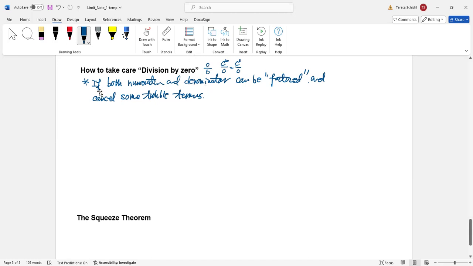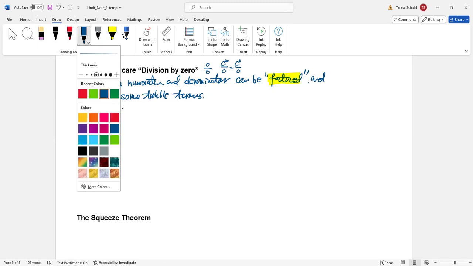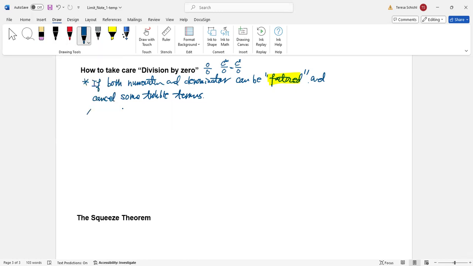The first method we talked about in lecture number 2 is to try to factor. If you can factor both the numerator and the denominator, then you can cancel out some troublesome terms. We finished how to factor, and we did several problems. For this lecture, we're going to talk about a few more techniques we can use.